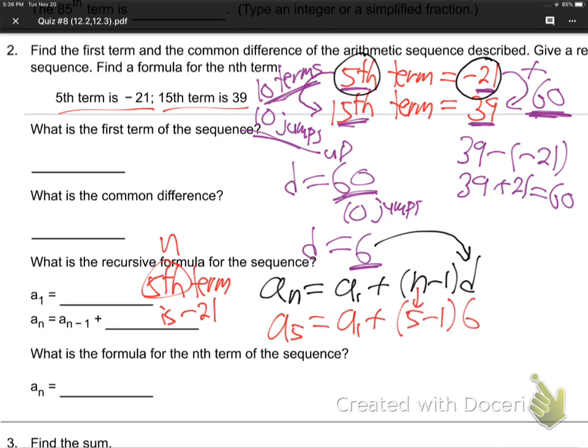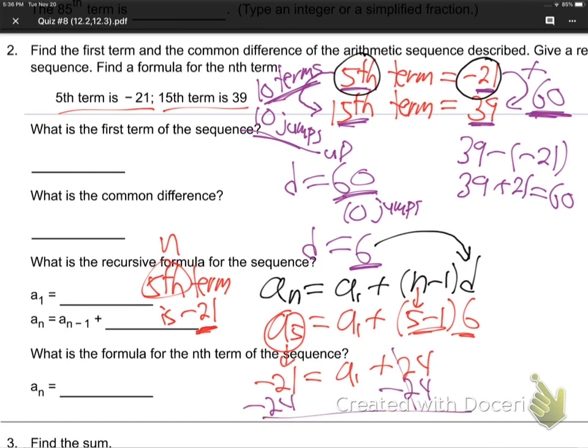The d is 6, as we said. And what is the fifth term? What is A sub 5? It says right here it's negative 21. So negative 21 plus, this is 4 times 6, 24. How do you solve for A1? Subtract 24. What's that? Minus 45. A1 is minus 45. So the first term is minus 45, and the common difference, the d, is 6.